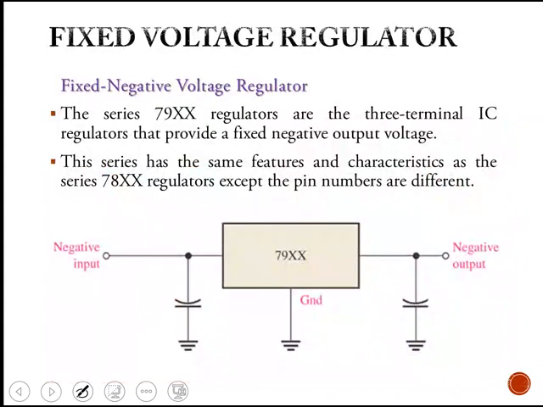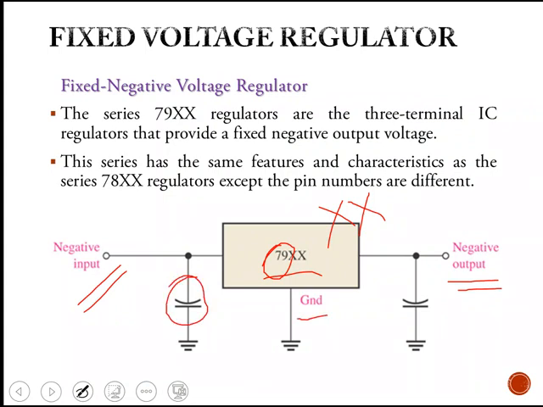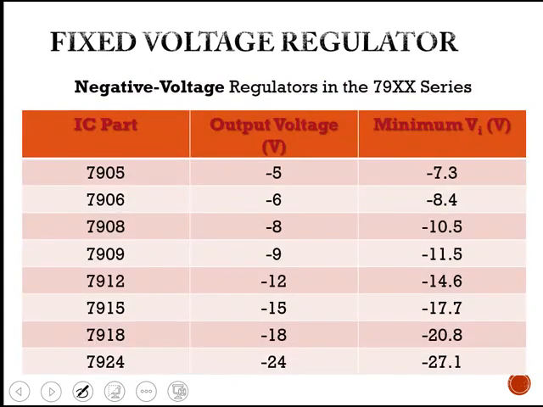This is a fixed negative voltage regulator, the 79XX series. 79 indicates it is negative, and XX, similar to the previous one, gives you the value. So you can see the negative input terminal, negative output terminal, ground, and the capacitors C1 and C2 used for filtering. If you observe here, with the 79 series you get a negative voltage, and the input voltage is also negative. These are the fixed voltage regulators, so you cannot have any variation in the output voltage which you are going to get.